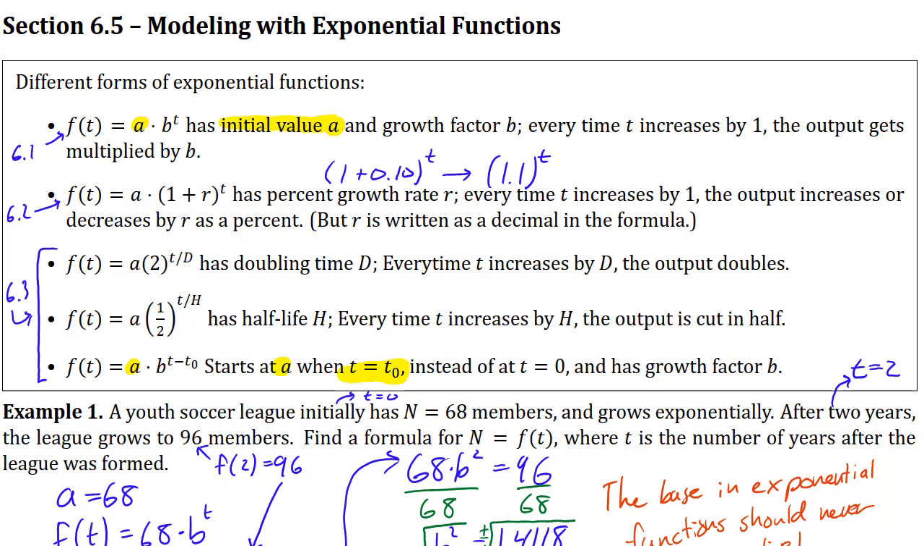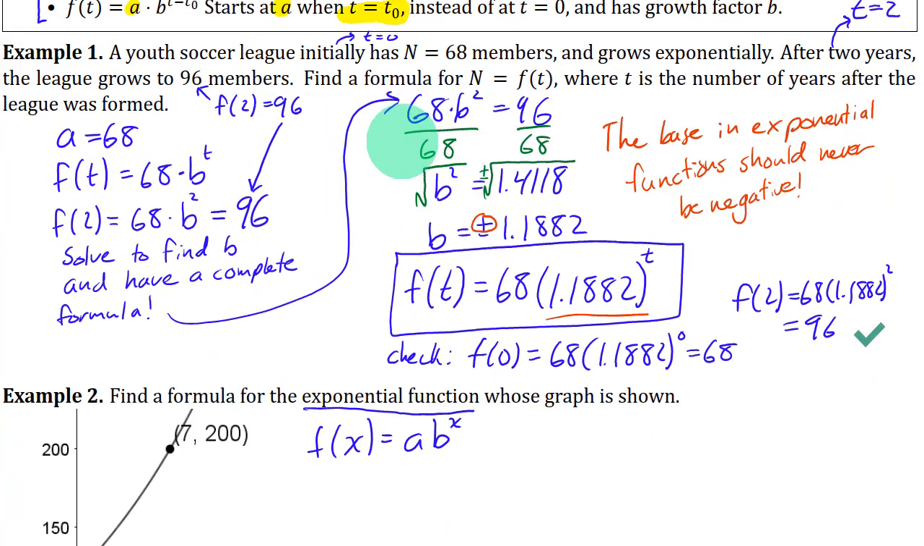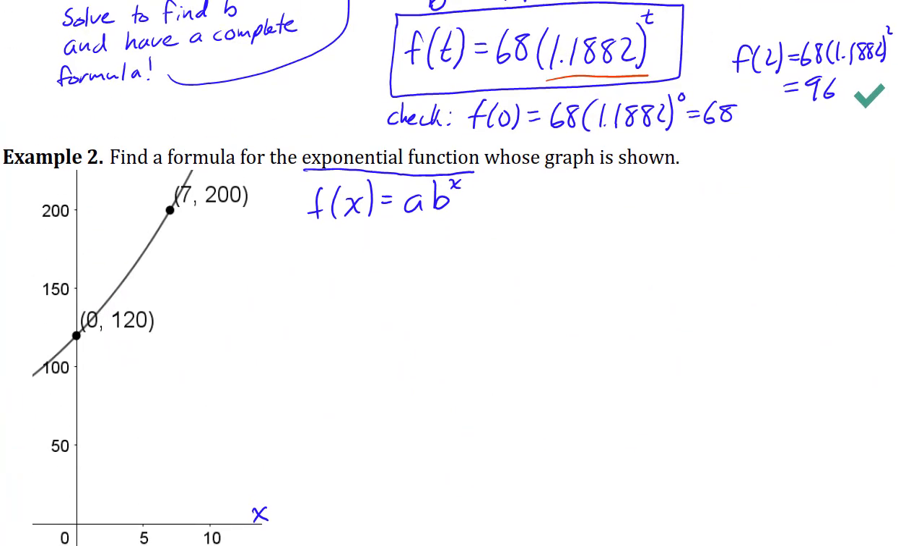Because really any exponential function can be written in any of these forms. But that's just not usually the way we do it. It takes a few extra steps sometimes. So anyways, these are the points we know about.